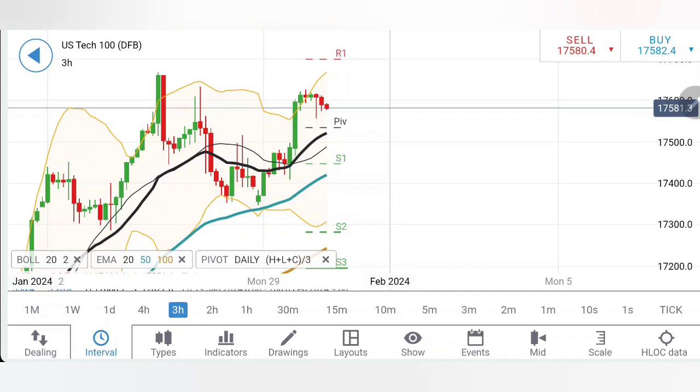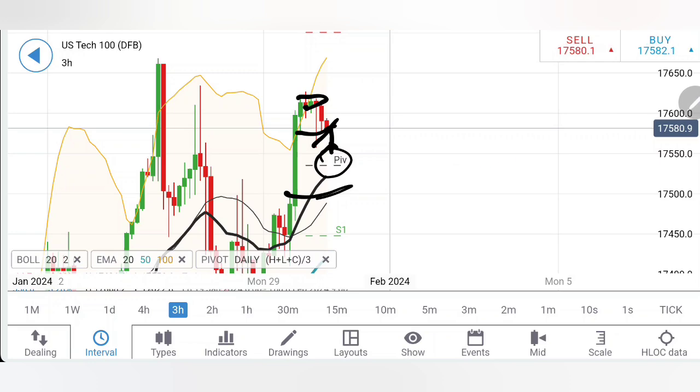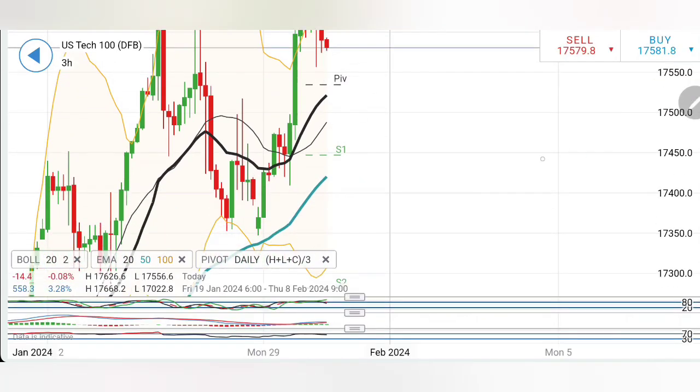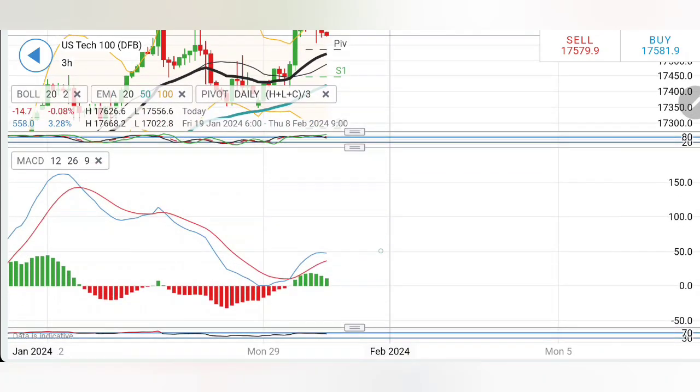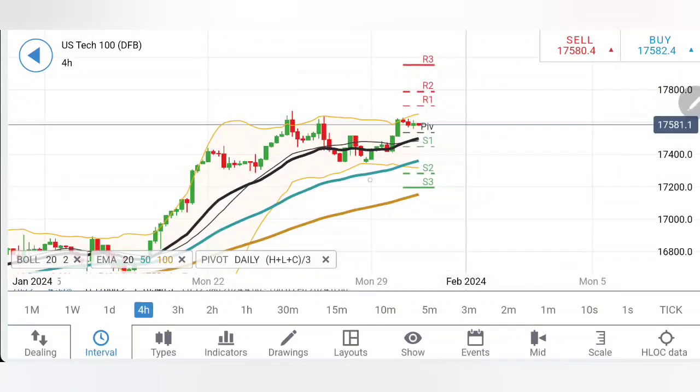Coming to 3-hour charts, likewise on the 3-hour charts, see stronger resistance, then a pullback. We have to wait for it to break below this zone here at 17,560, 540, and then we can look forward to 500 levels as well, which is going to remain very good support. Stochastic overbought trying to cool down, MACD is in green trying to converge, RSI looking downwards as well.